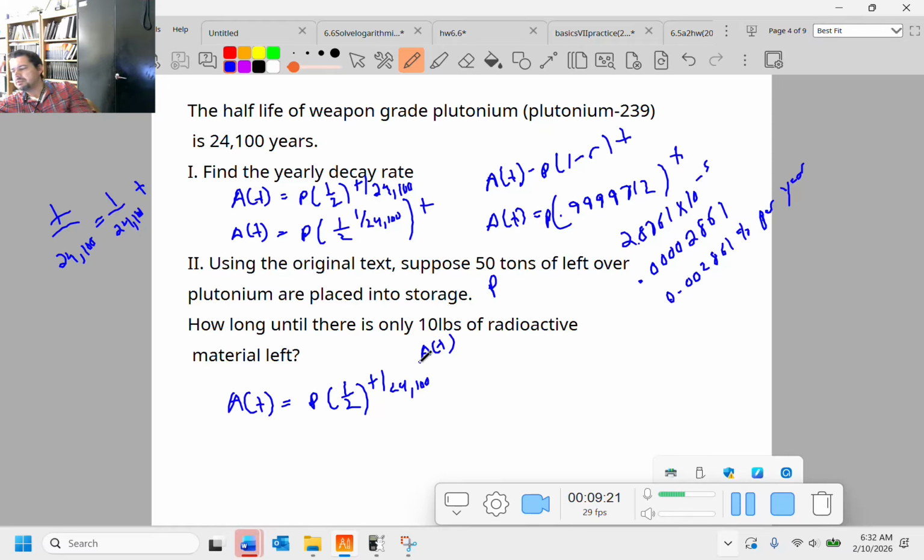I'm sorry about my voice this morning. But we have 10. Now, do you know what a ton is? A ton is 2,000 pounds, right? We have 50 tons of this thing. So 50 times 2,000 is 100,000 pounds.